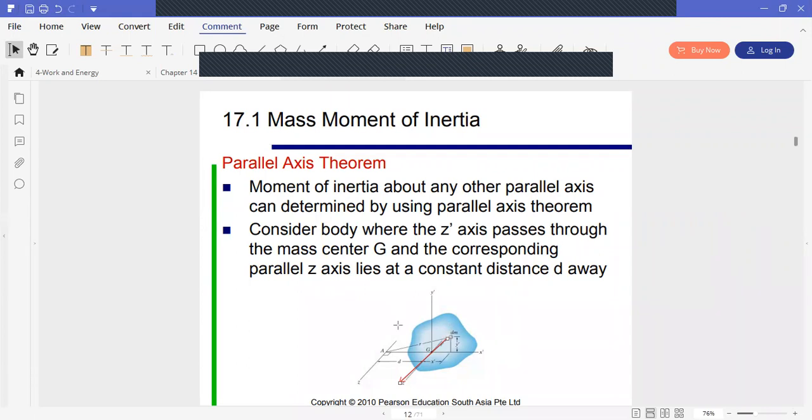This is Z prime, and axis Z is an axis parallel to Z prime, but it's not passing by the center of mass. And we have a certain distance d. We have a distance d between the two axes. We can demonstrate now that the inertia about this axis can be related to the inertia about Z axis. How to do this? We go back to the definition.